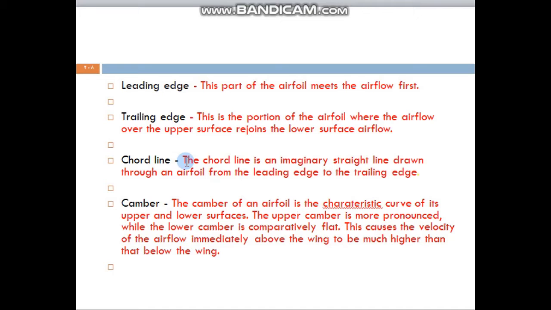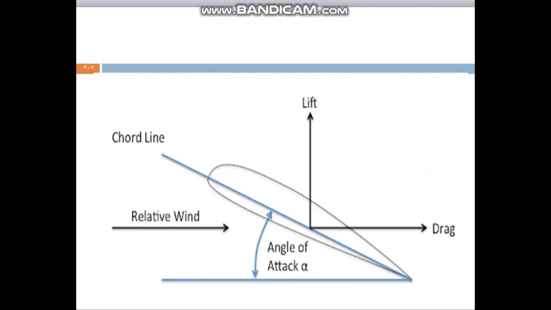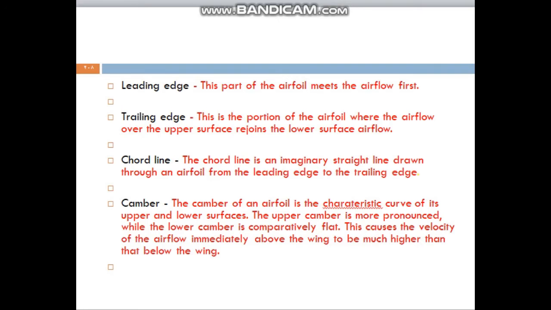Chord line. The chord line is an imaginary straight line drawn through an airfoil from the leading edge to the trailing edge. And as we see here in the blue arrow, this is the chord line, and you have to put this in your consideration. They said it's an imaginary line.